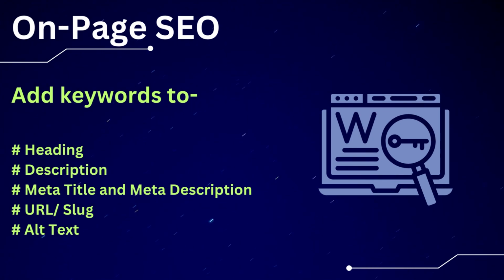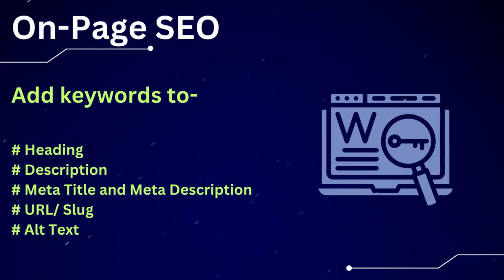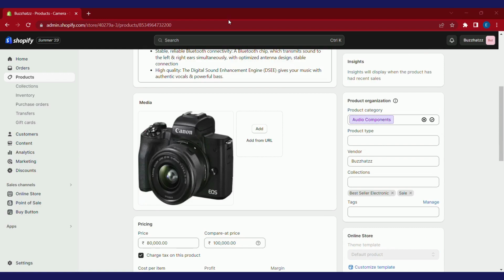You can add keywords to the heading, description of the product, the meta title and meta description, which is the title and description shown to the users on the Google search result page. You can also add keywords in the URL and alt text of the images, as all of these play an important role in ranking your page. Now let's see where we can do this.